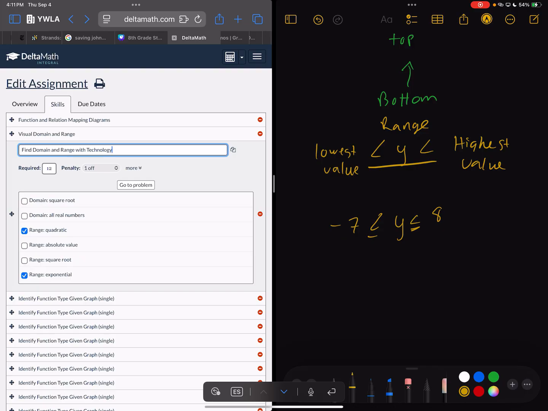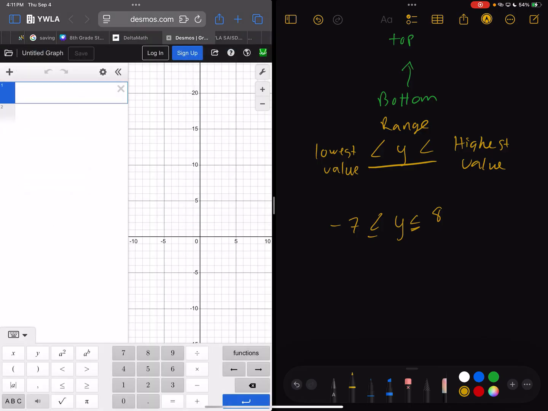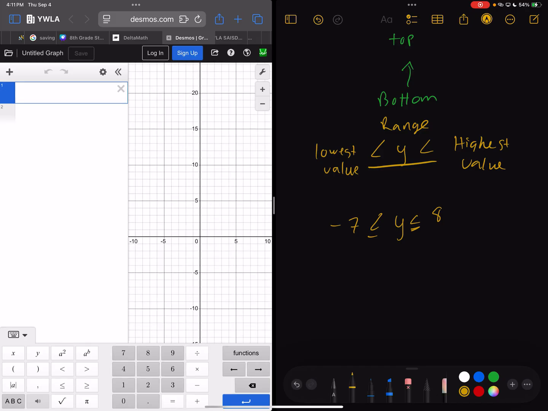Now, using technology, it's the same thing. All we have to do now is just graph it. So instead of them giving us the graph, we have been tasked to graph it ourselves. So I'm going to go to Desmos. Let's look at the equation that we have. F of x is equal to the quantity 1/2 to the x power minus 1. Let's do it.